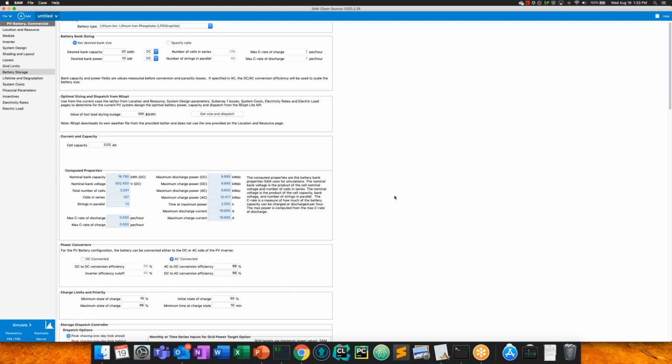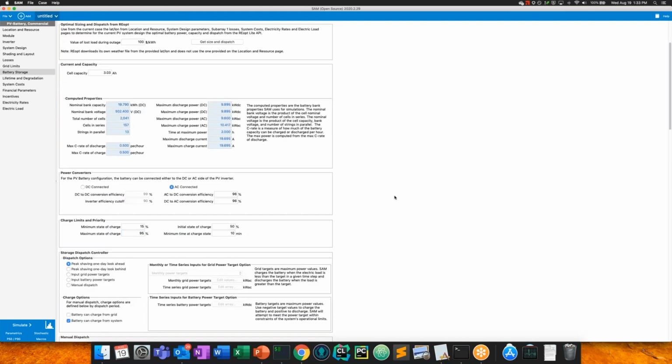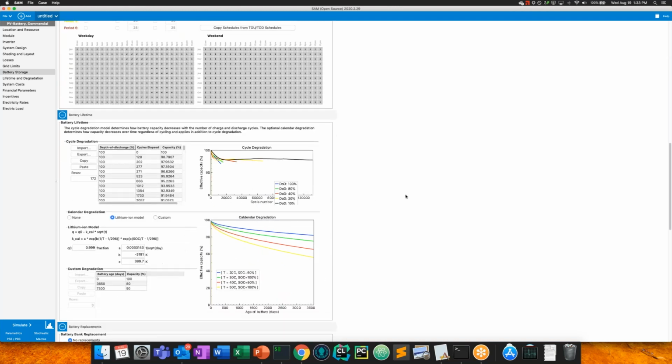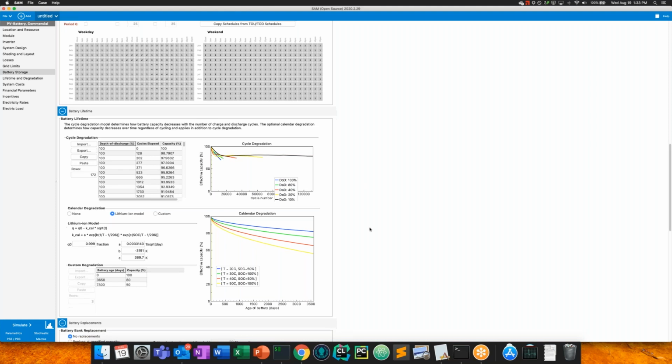So back to the battery storage page. We can see some differences in the physical characteristics of LFP, which has lower energy density compared to NMC, but higher lifespan. So we can see that the calendar degradation is lower, as well as the cycle degradation.